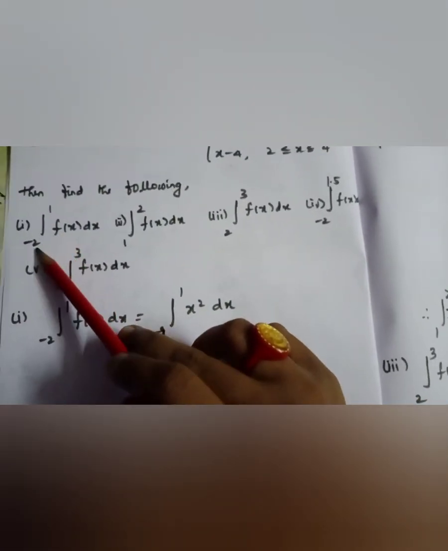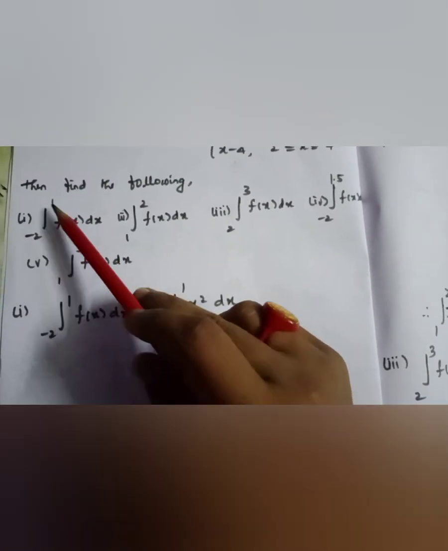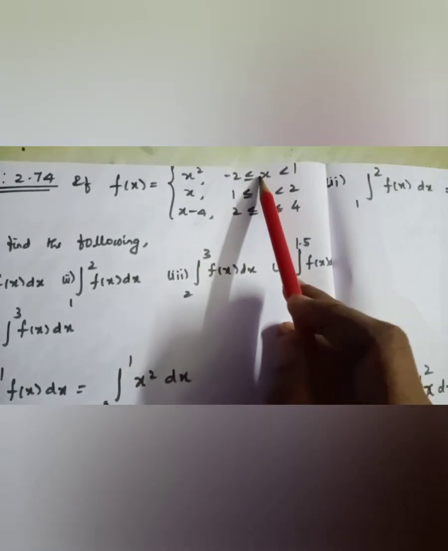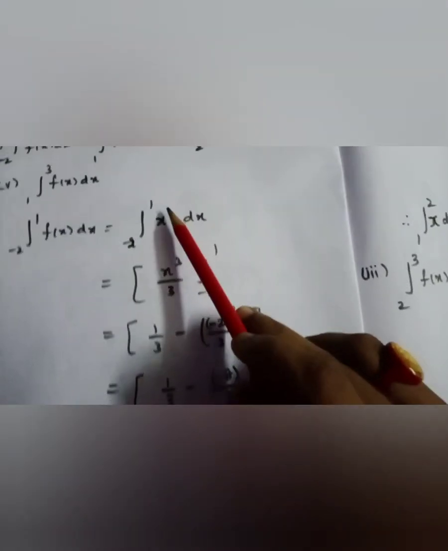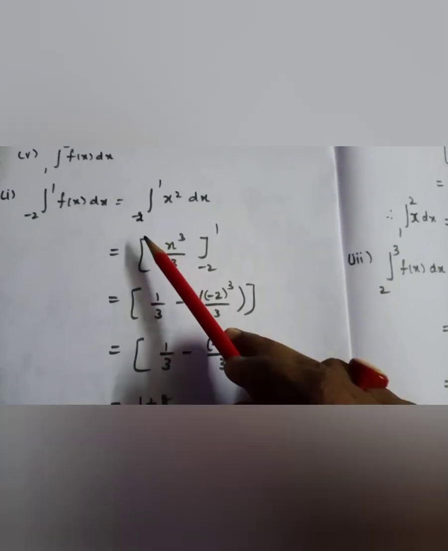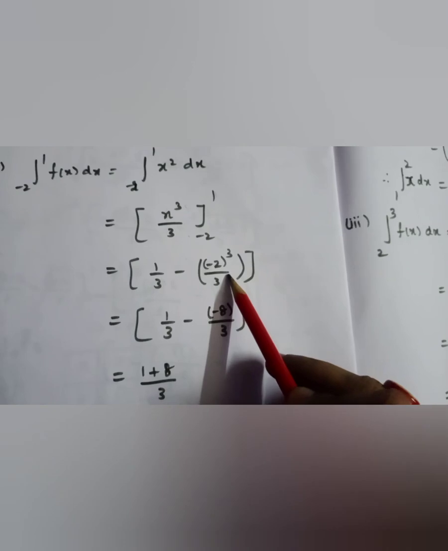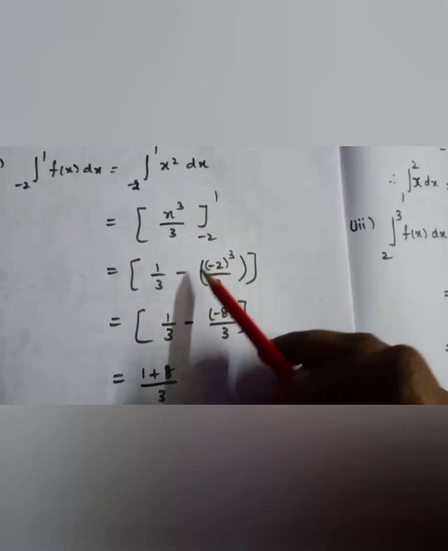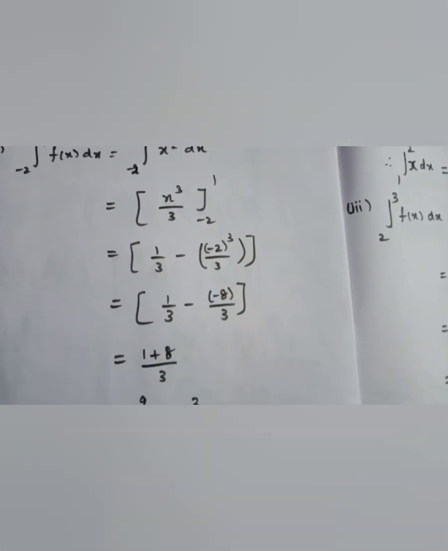See, first expression, minus 2 to 1. So minus 2 to 1 means this expression, that is x square. So I have taken it as x square. I have integrated, x cube by 3. Then I will apply the limit, that is minus 2 to 1. First I will apply the upper limit and then the lower limit. 1 cube by 3 minus minus 2 the whole cube by 3. So I got the answer.